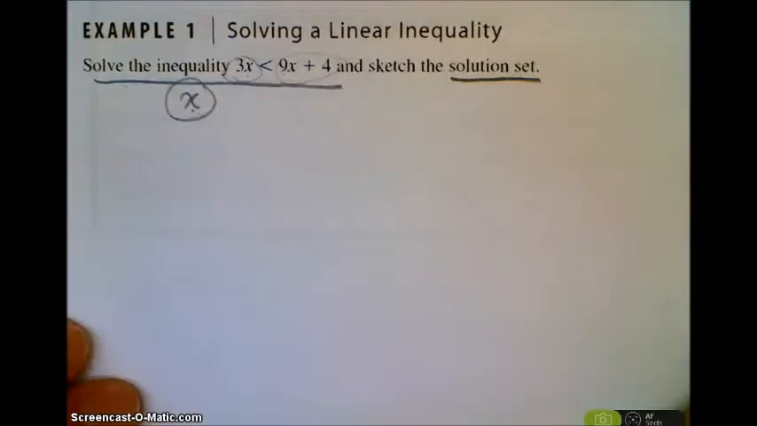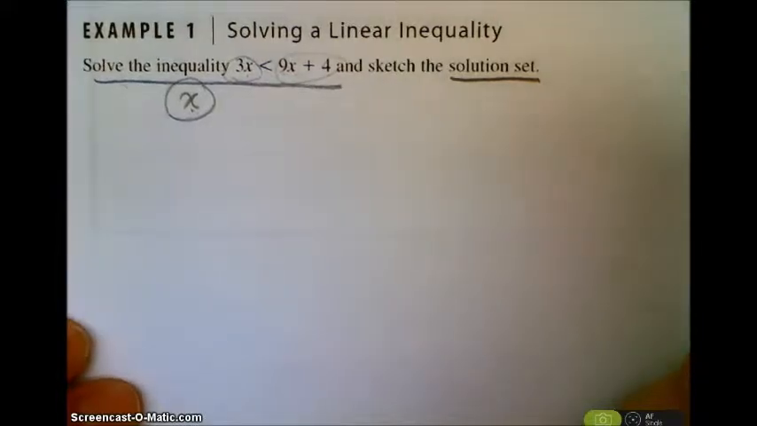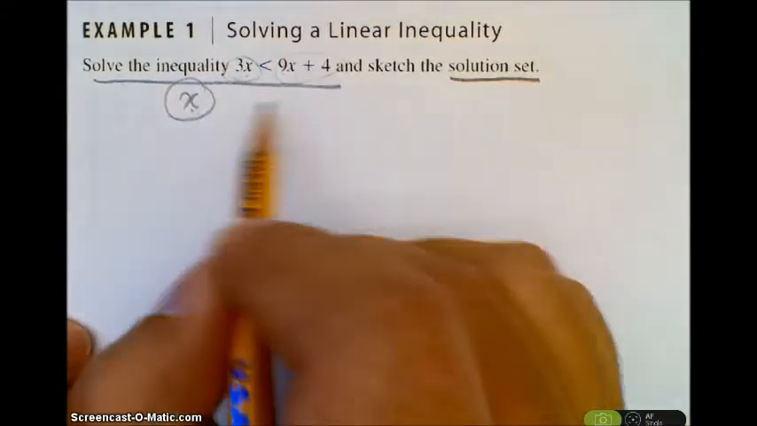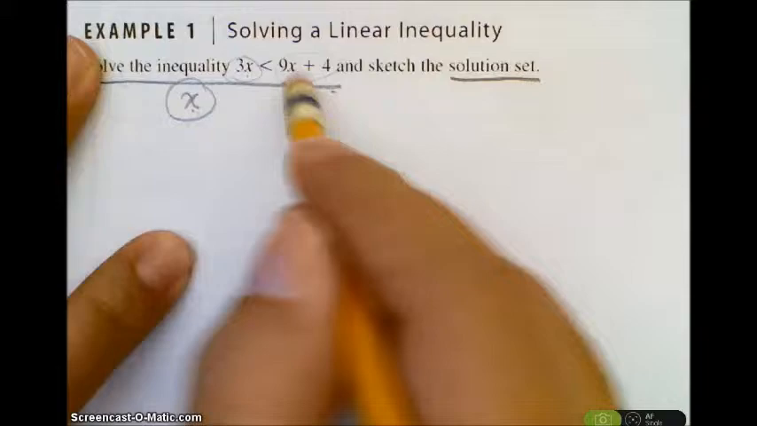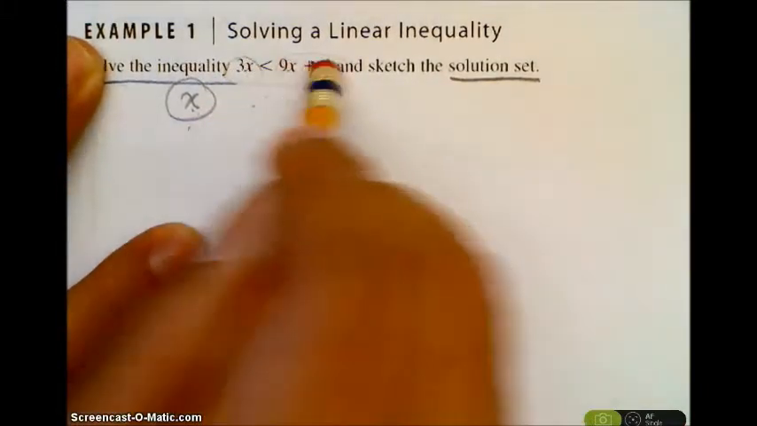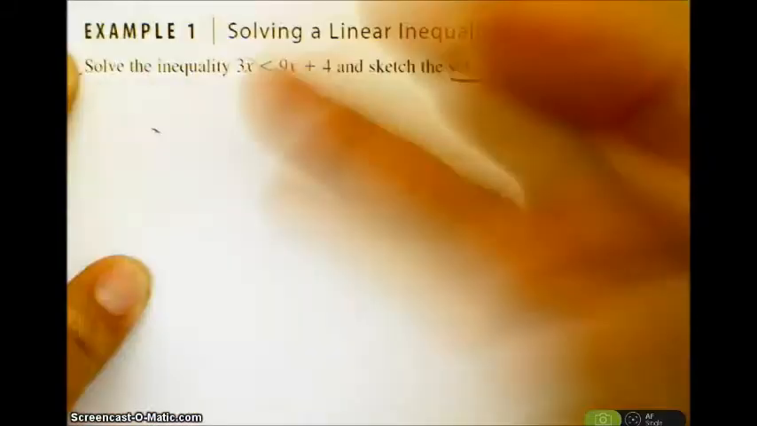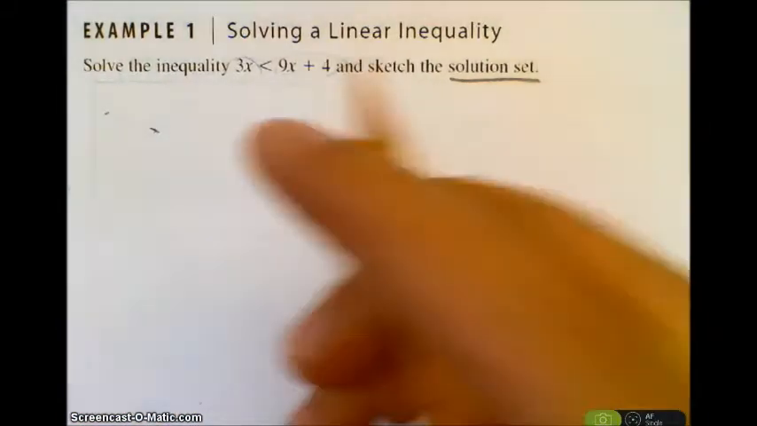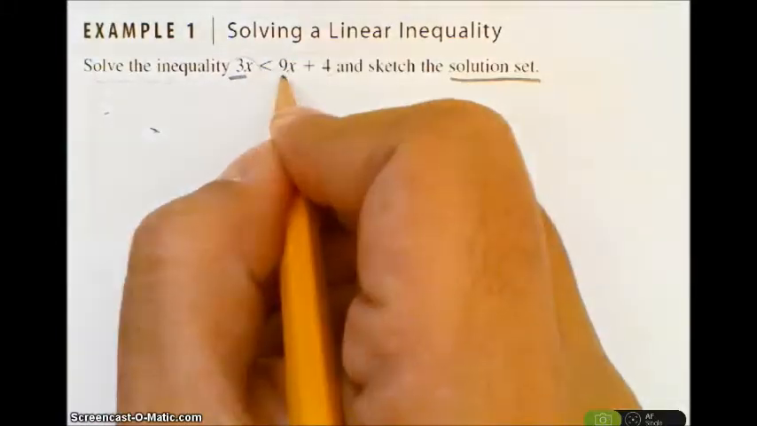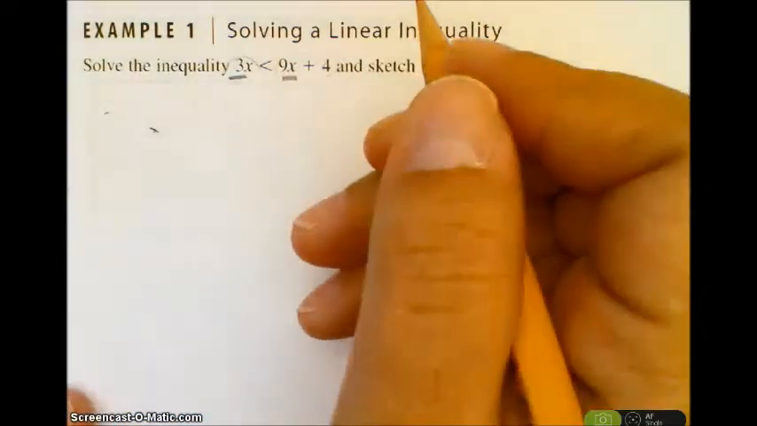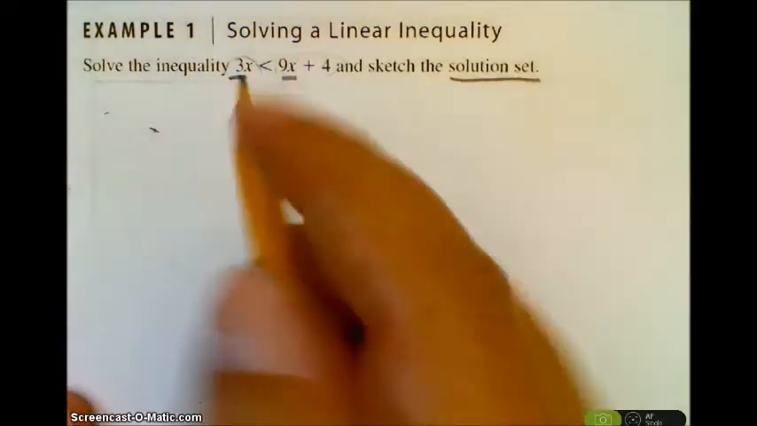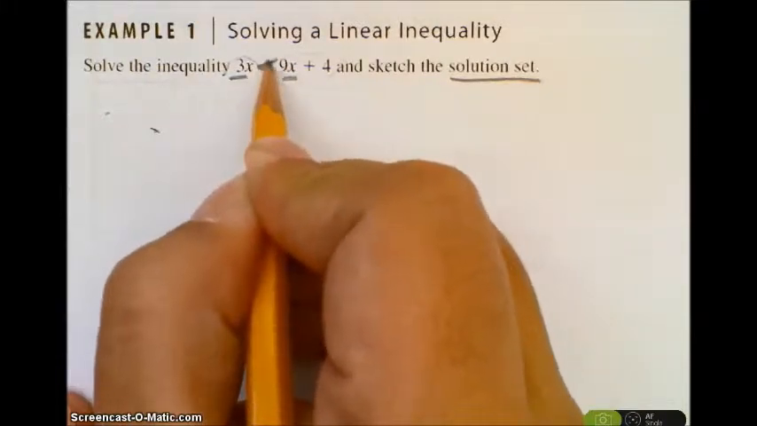So instead of doing that, because that will take us forever, I just want to solve this as if it was an equation, and then we're going to see how the result is going to be convenient to talk about what are the admissible values for x. So the same idea as with the equation, I want to group the terms that have an x on the same side. In this case, on the same side of the less than.